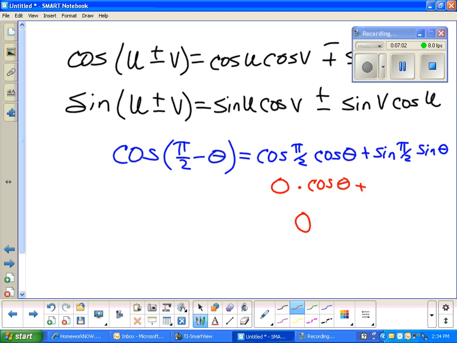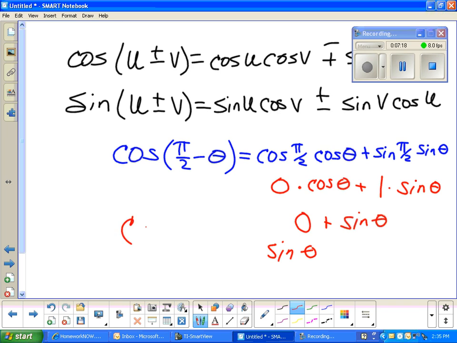Now, what's the sine of pi over 2? 1. Very good. What's 1 times sine theta? Sine theta. So it's plus sine theta. 0 plus sine theta is sine theta.